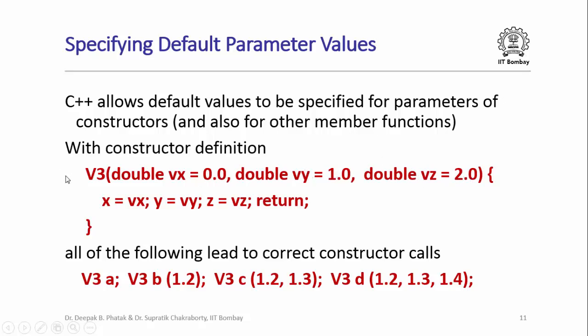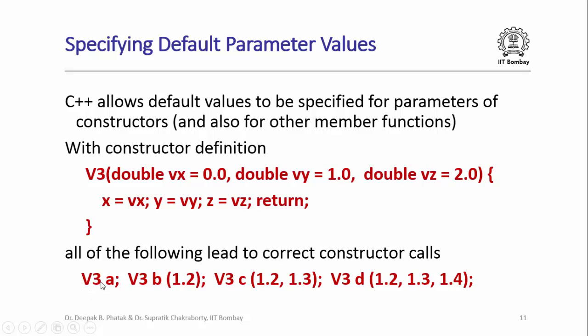So if in a particular invocation of the constructor, a particular parameter is not specified, I can use the default value for that parameter. And in the body of the constructor function, I basically assign the values of Vx, Vy and Vz to the data members X, Y and Z. Now with this constructor definition where default values are specified, all of the following constructor calls are legitimate, are correct.